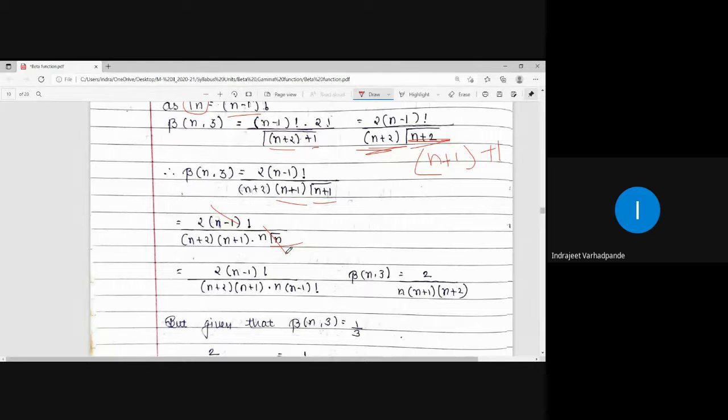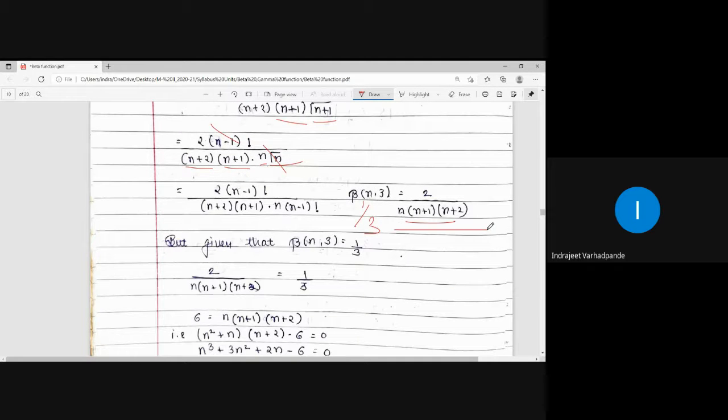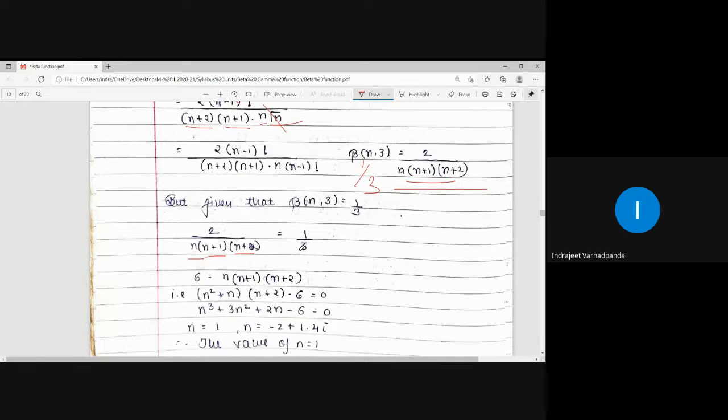So what is my answer left with? 2 upon n plus 2 into n plus 1 into n, and that is equated with 1 by 3. So simplify. What will it give you? It will give you a cubic equation. So 2 upon n into n plus 1 into n plus 2 is equal to 1 by 3. 3 twos are 6. n into n plus 1 into n plus 2. Simplify. The first two brackets will give you n square plus n, multiplied by n plus 2, minus 6 is equal to 0.